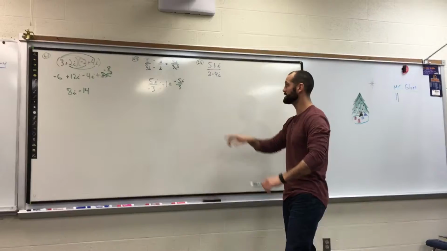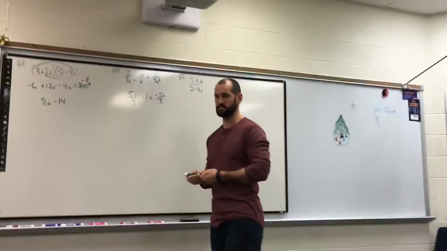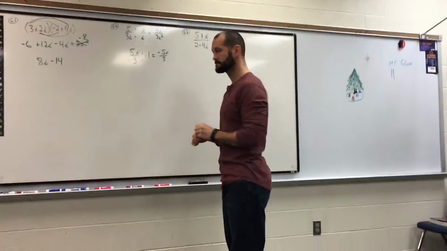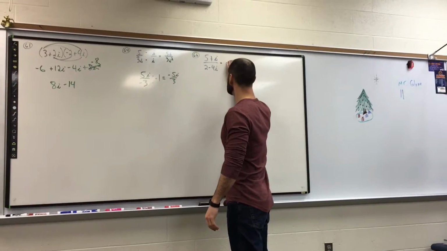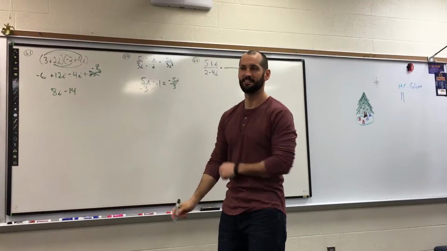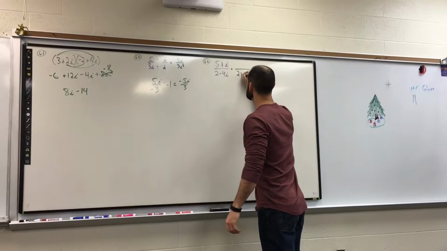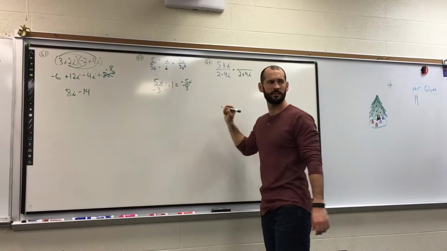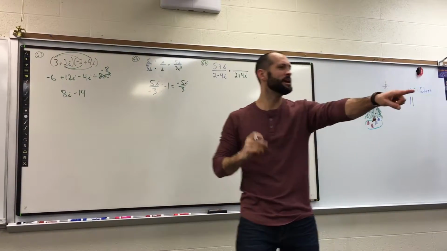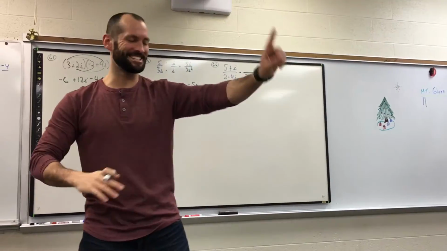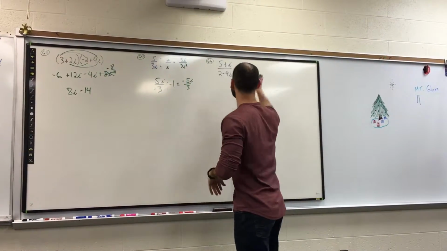Do you have any ideas how I could get rid of a binomial with an imaginary number here? Yeah, good. Would you share it with me? Yeah, you multiply by the opposite of the denominator, so 2 plus 4i. Does anybody remember what that was called? Conjugate. You're doing very good. Nice job. It is the conjugate.